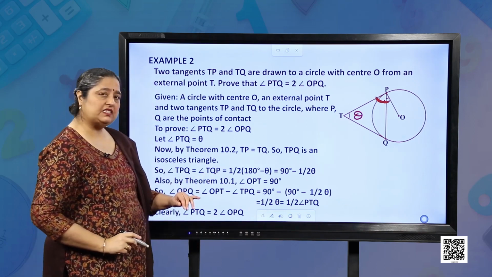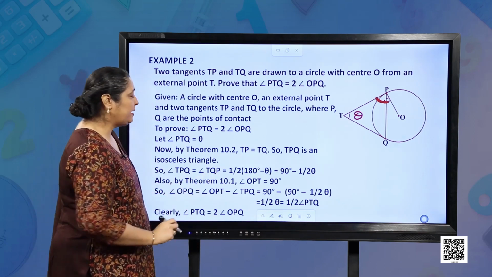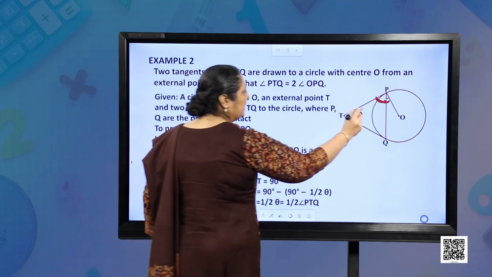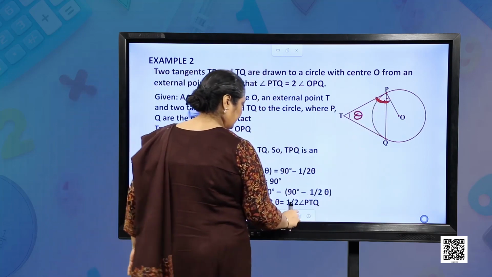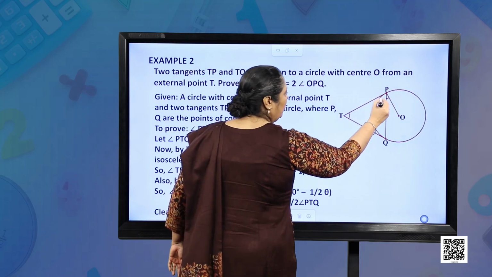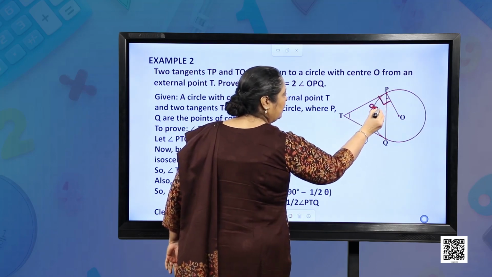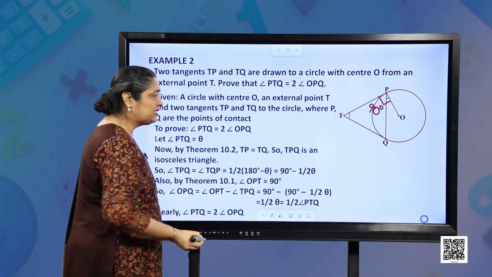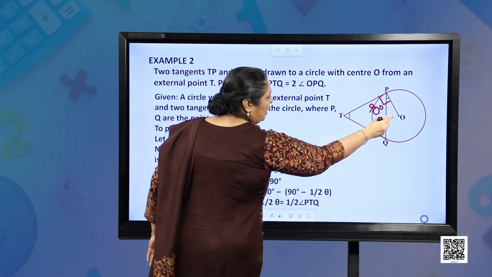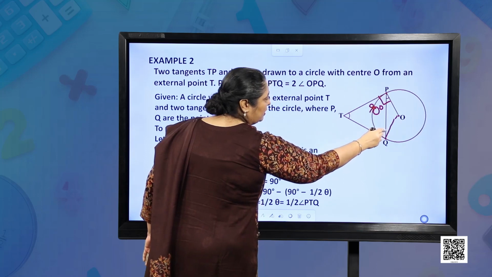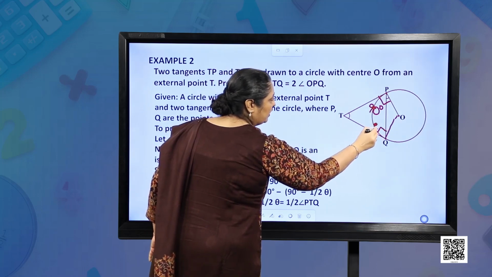Now, what does theorem 10.1 say? Theorem 10.1 says angle OPT, this complete angle, is 90 degree. Similarly, you can also draw here. This angle is also 90 degree.